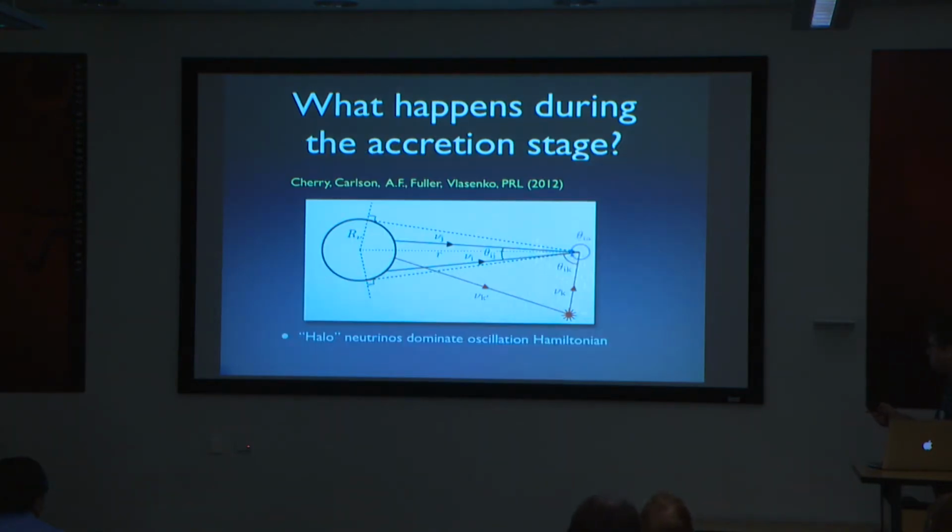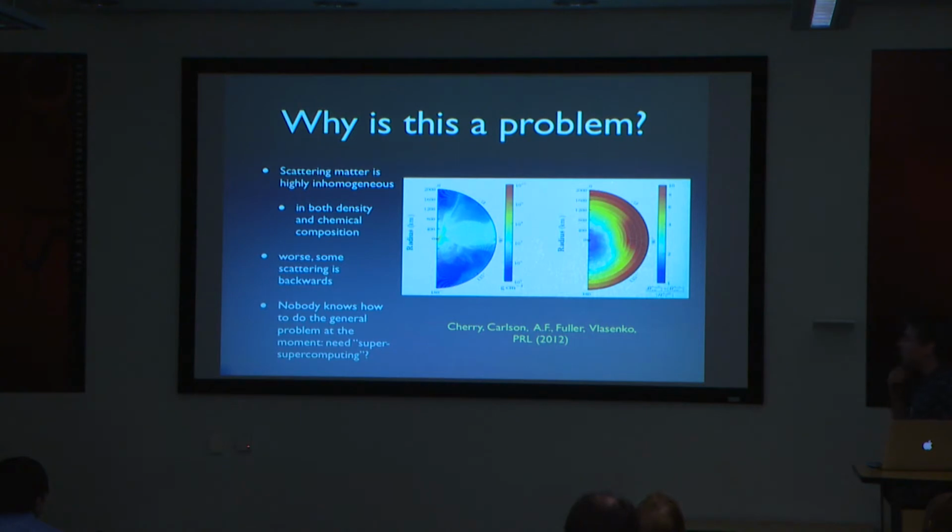So graphically, this is what happens. You have neutrinos scattering at a large angle, and then they enter the Hamiltonian with this large angle, so they actually dominate the oscillation Hamiltonian. Nobody knows how to do this problem because the matter distribution in these calculations is extremely inhomogeneous in both density and chemical composition. And perhaps the worst thing is that neutrinos here can scatter backwards, and so then we're not solving the initial value problem that we had before. We're solving potentially a boundary value problem.